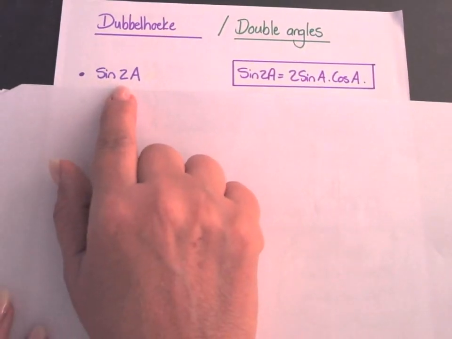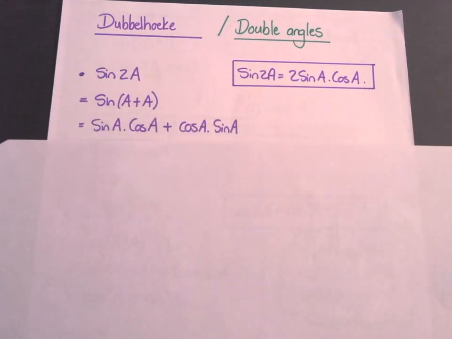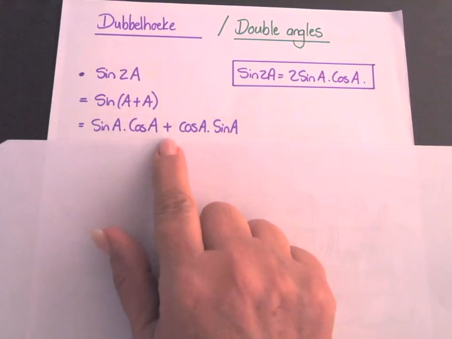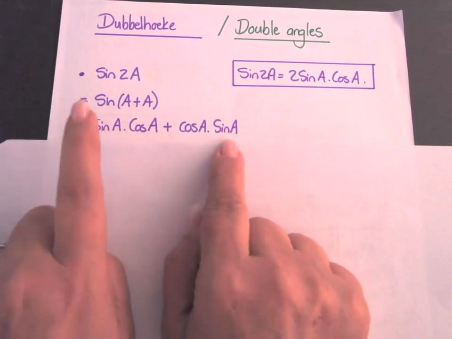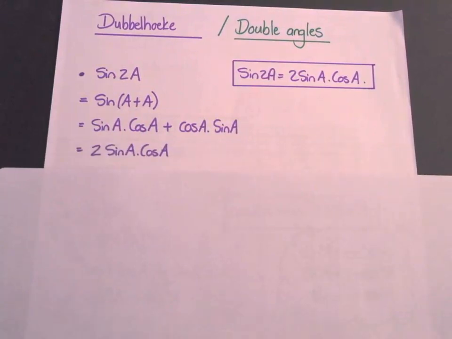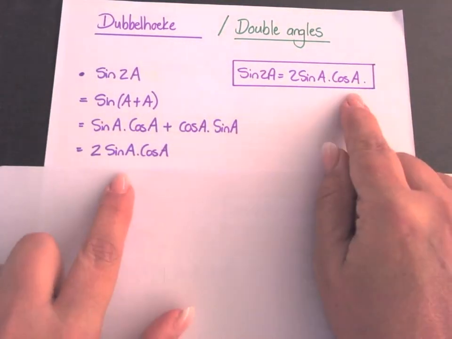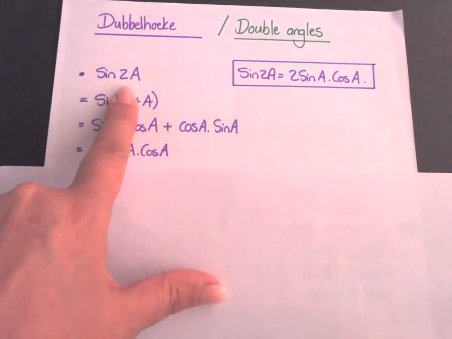Let's take the 2a and we split it into a plus a. Then we apply the sine compound formula. So sine cos, cos sine. The sine stays the same. Now we have two like terms. Sine cos, sine cos. So 1 plus 1 gives you 2 sine cos. This is a proof. So inside the angle that you split will always be plus plus. Always, because 2a is a plus a.